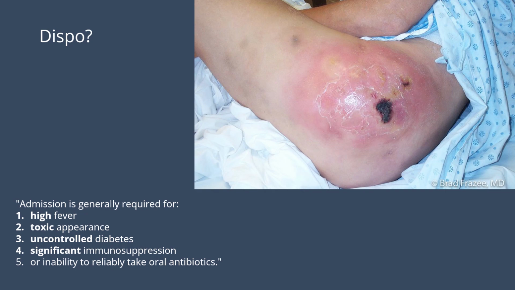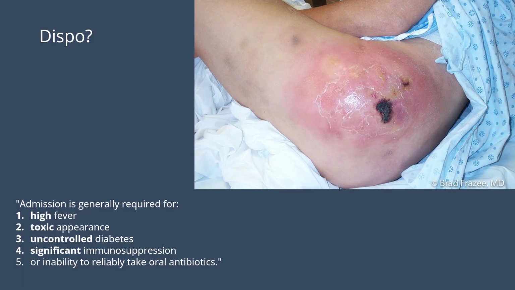Moving on to the fifth topic I want to discuss, disposition. How do you determine admission versus discharge? Well, it's obvious if the patient is systemically ill. Otherwise, it's just how you were trained. You look at the cellulitis and say, that's bad, I'm going to admit that. People have tried to make up different classifications, but it really isn't helpful clinically.